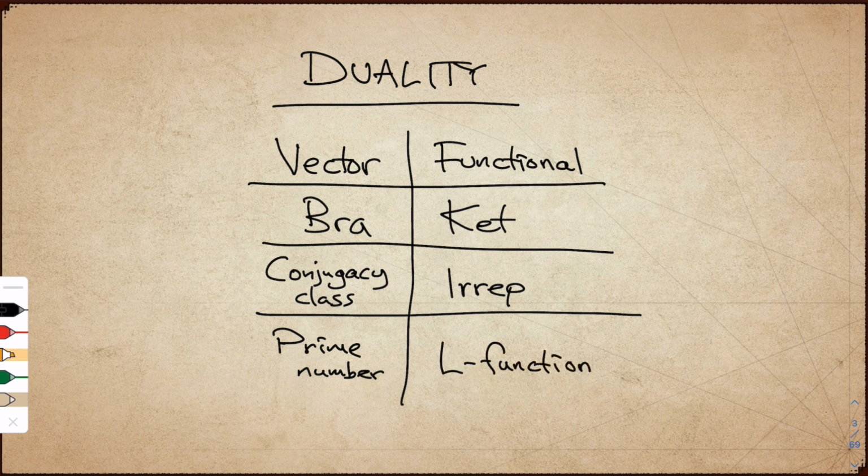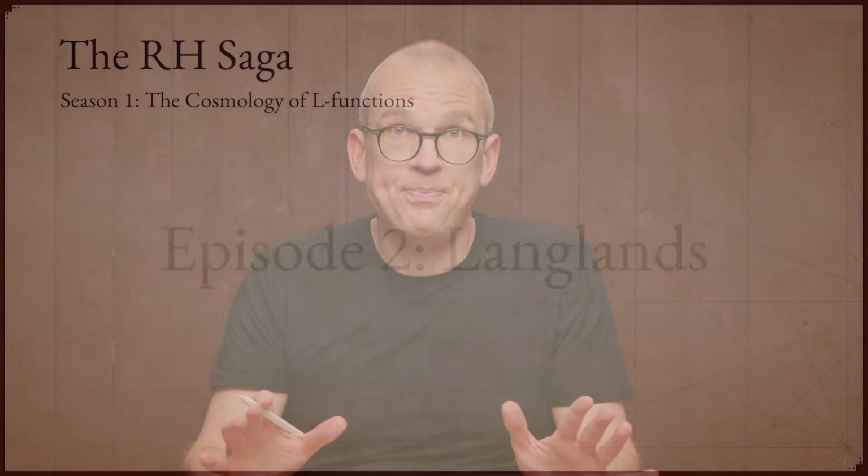So this is a first very non-rigorous explanation. L functions are the objects that are dual to prime numbers. We will get to a much more precise definition of what an L function is, but first, today, we will simply look at two examples.